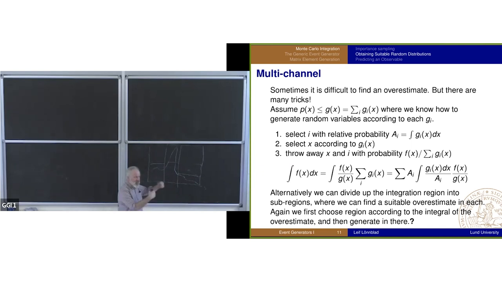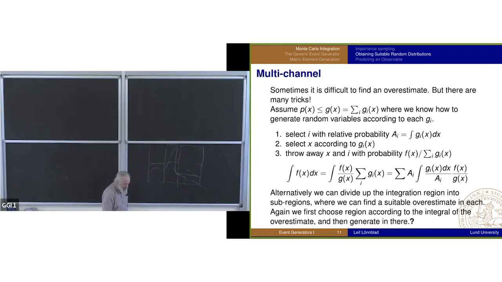You start with selecting an area that you should sample in. And so you sample more in this one because the area of the overestimate is larger there. You sample less in these because they have a smaller area. So you use the relative size of these regions to select where to sample. And then you sample with a normal accept-reject. And that makes it much more efficient.